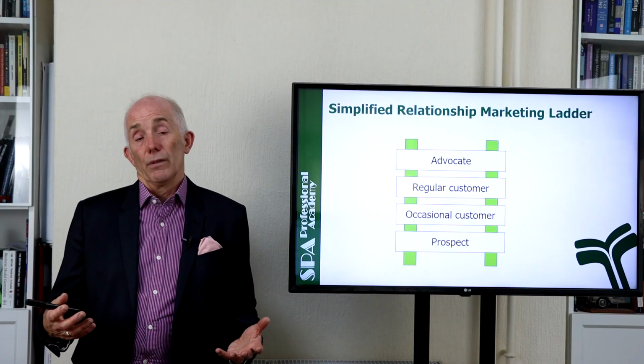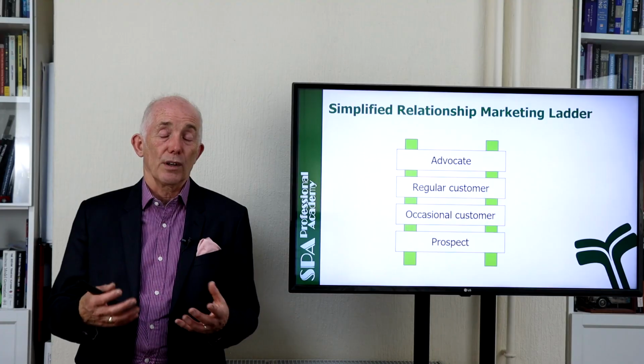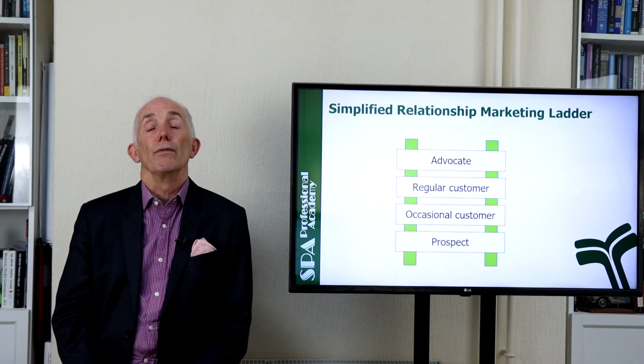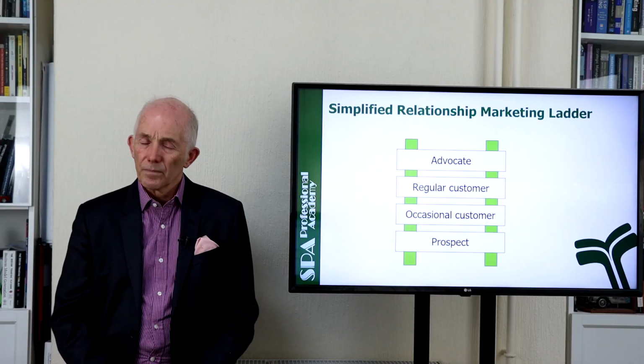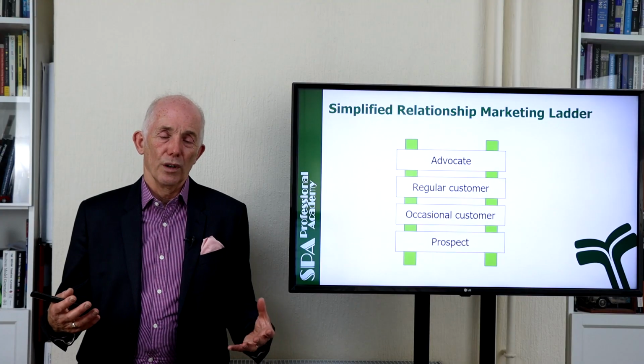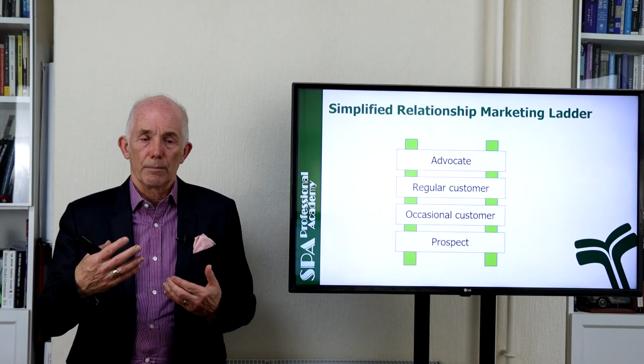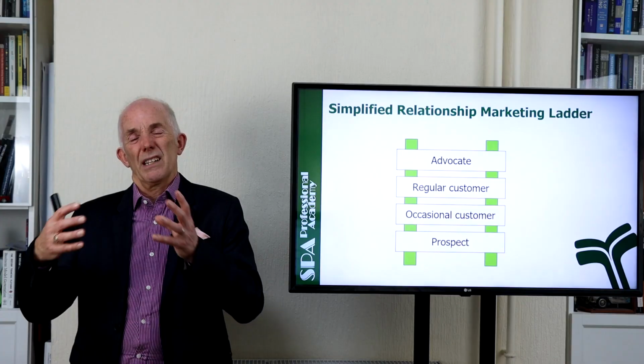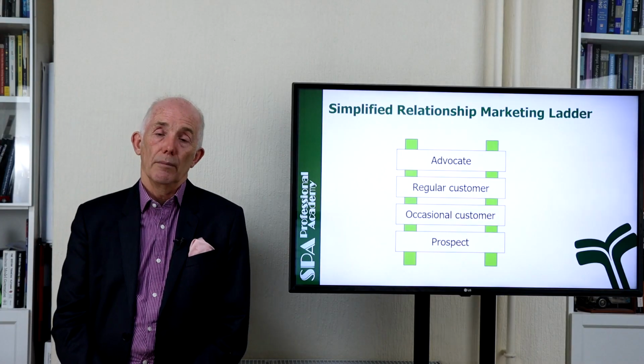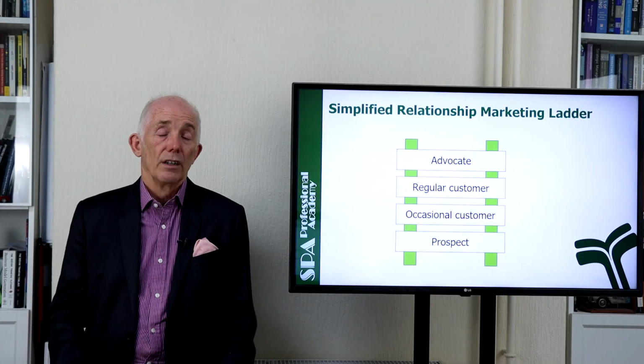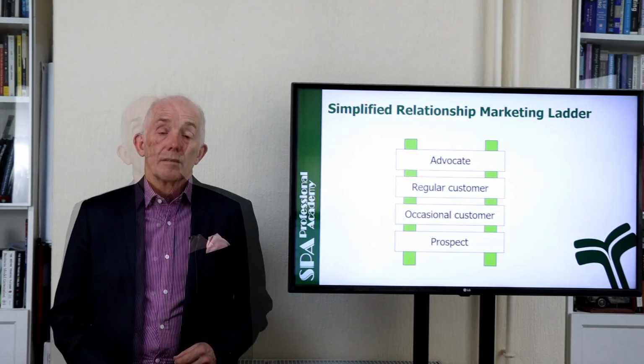And then the top level in this simplified ladder, the advocate, people that promote on behalf of that organisation. So there's a more simplified one that kind of shows relationships, but just picks out some of the key areas from the wider ladder of loyalty.